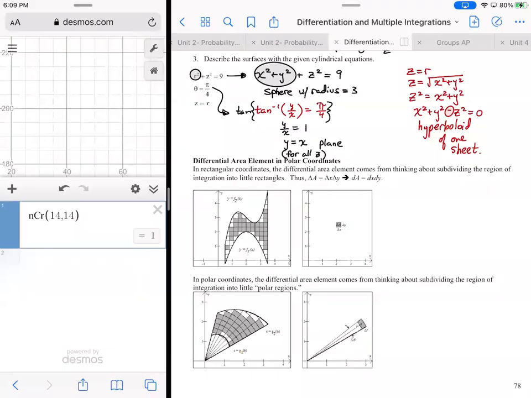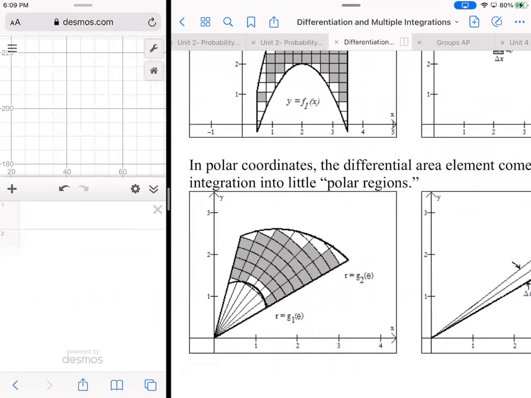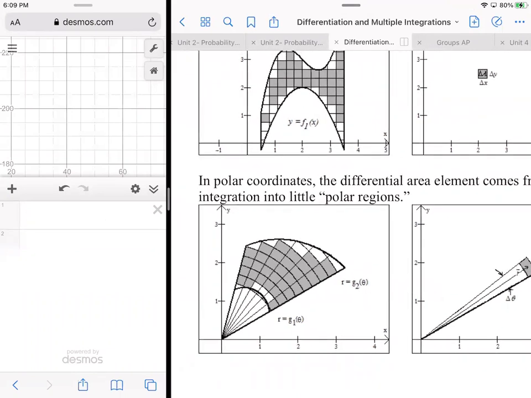So in rectangular coordinates, the differential area element comes from thinking about subdividing the region into little rectangles. But in polar coordinates, we're breaking them up into little polar regions, as you can see in the little diagrams here. So it's the same, but it's different. It's really just getting an idea of how we would equate one to the other.